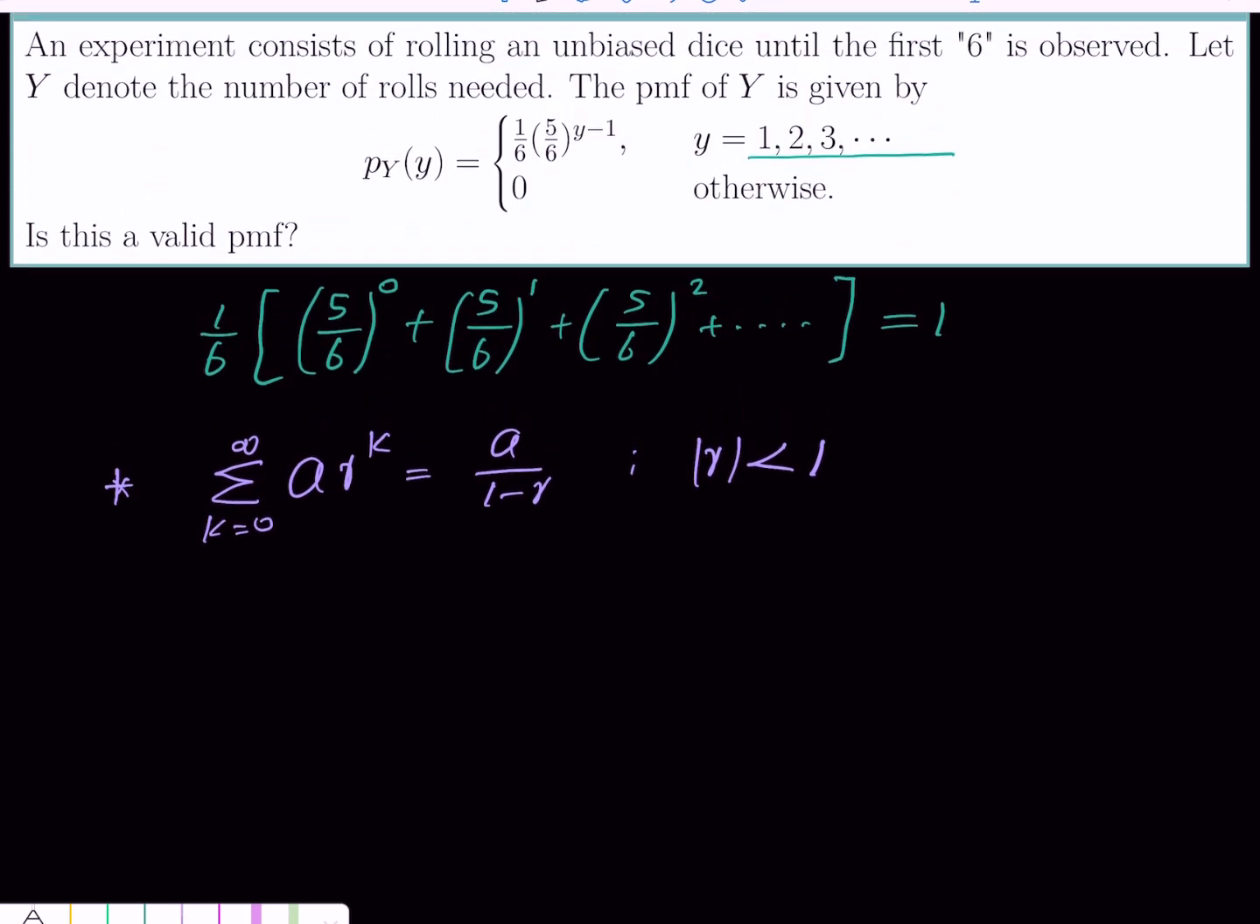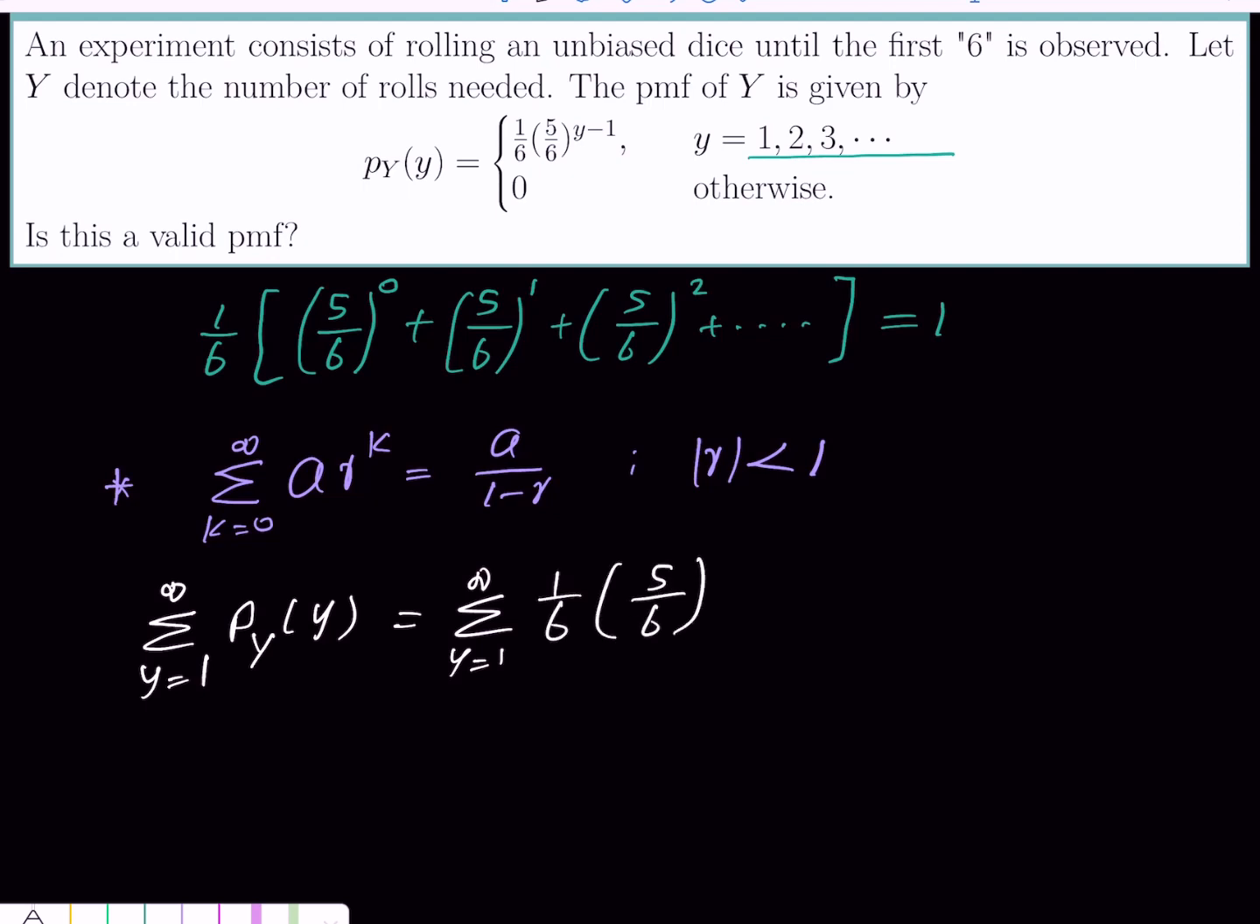We need to check the sum of p(y), y starting from 1 to infinity. So y goes from 1 to infinity, p(y) is 1 over 6 times 5 over 6 to the power y minus 1. And you see here y equal 1. To apply this formula, we need k equals 0, or it means y equals 0. It doesn't matter which letter, k or y, it must be 0. Otherwise, we cannot use this formula, right?